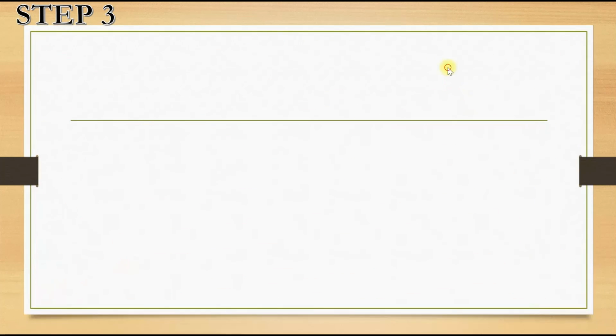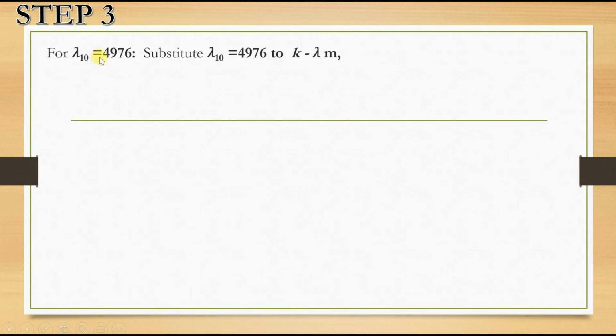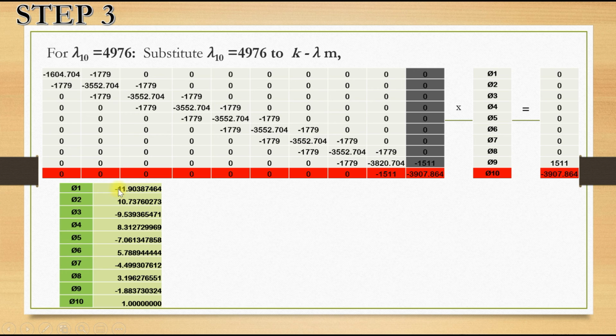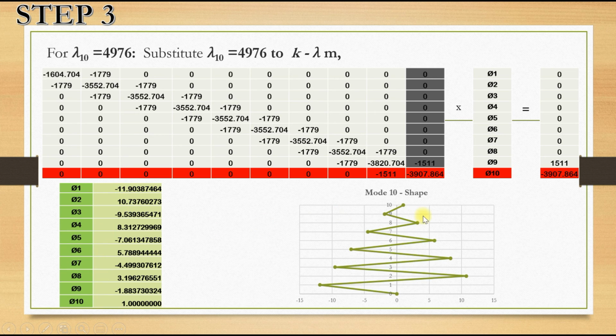And last, dito sa mode 10, i-substitute natin ang eigenvalue ng mode 10 na 4976 dito sa formula at makukuha natin ang matrix na ito. Kapag i-multiply dito, magka-come up tayo ng value na eigenvectors na ito. So, ito yung shape ng mode 10, parang Christmas tree.